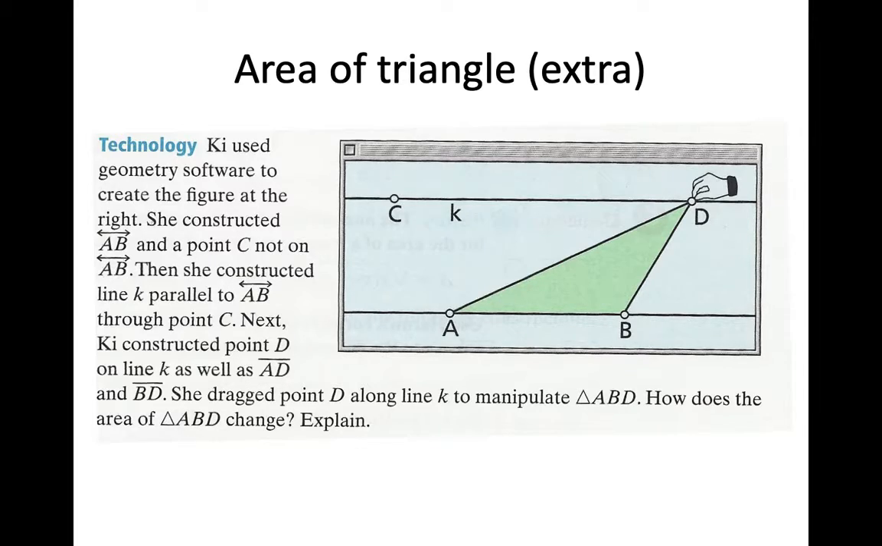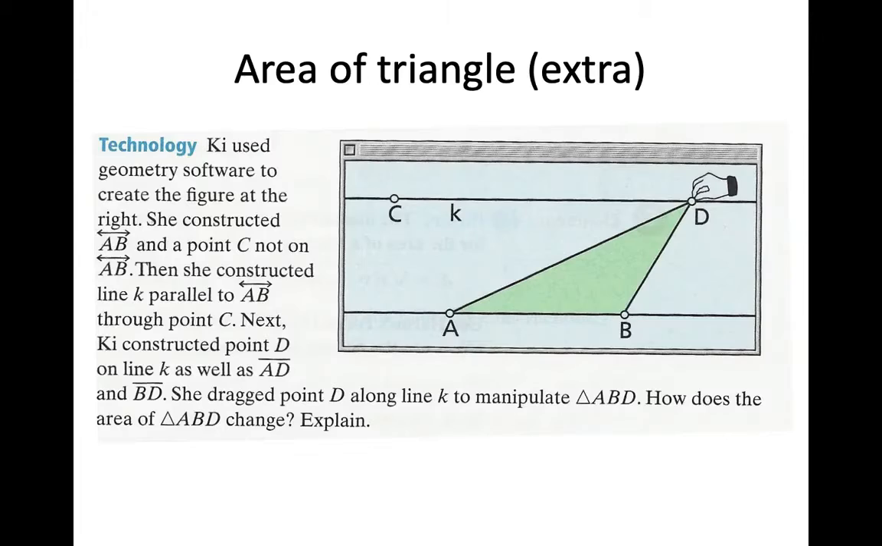Kai uses geometry software to create the figure at the right. She constructed AB, so AB is the base, and that's not changing, and point C not on AB. She then constructed a line K that's parallel to AB and through point C. Next, she constructed point D that is also on the line, as well as AD and BD, and she dragged D back and forth along this line K. So she can drag that point D, you can see a little hand there, all along that line K to C or anywhere beyond. And how does the area change?